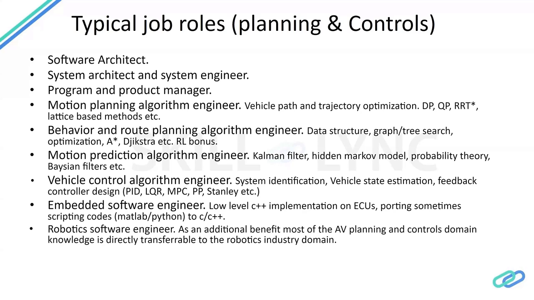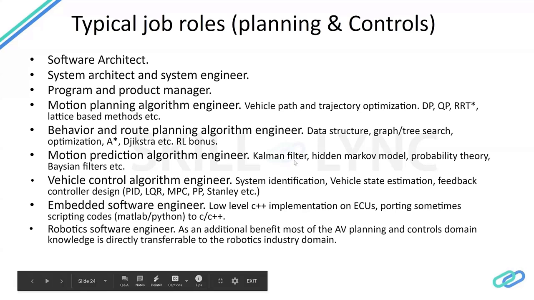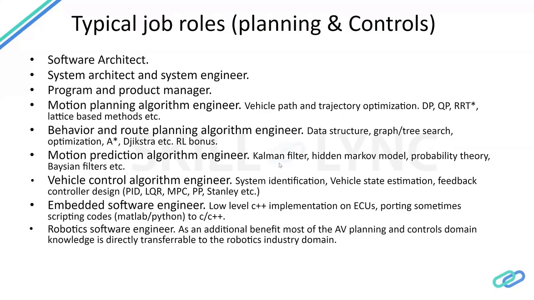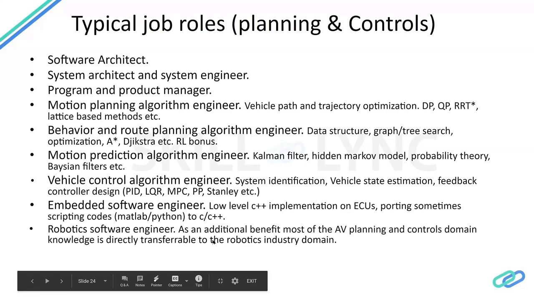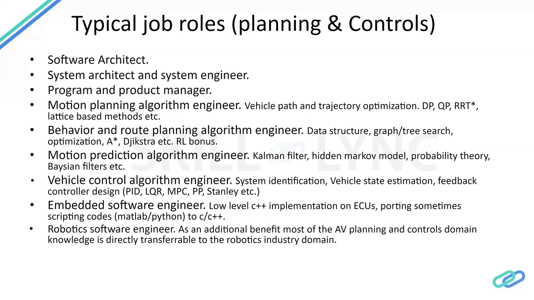I've tried to mention again what kind of algorithms you'll typically have to learn for these areas. That gives you an idea. For example, for motion prediction, you might need more statistical background, whereas for behavior and route planning, you'll need more data structure and graph search background. One added benefit is that most of the planning and controls domain is directly transferable to any other robotics industry domain, and you can work there as well.